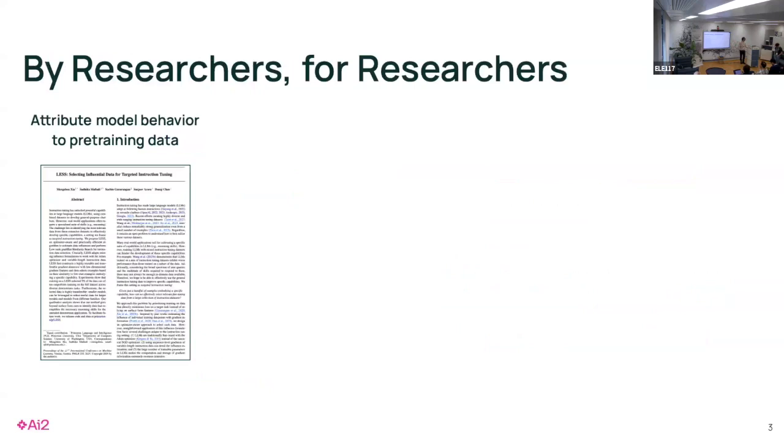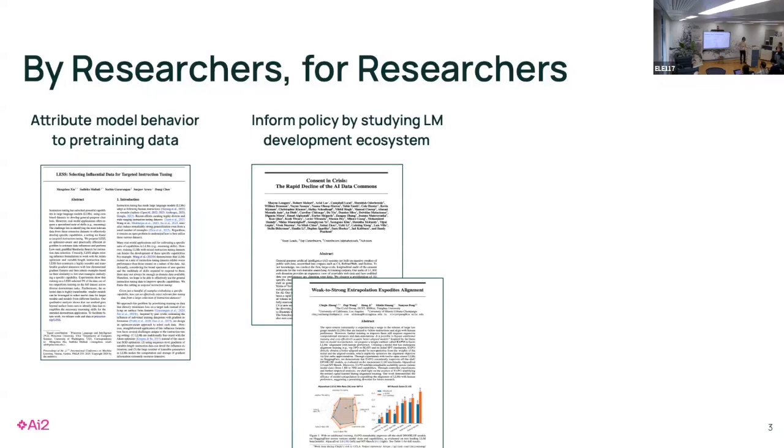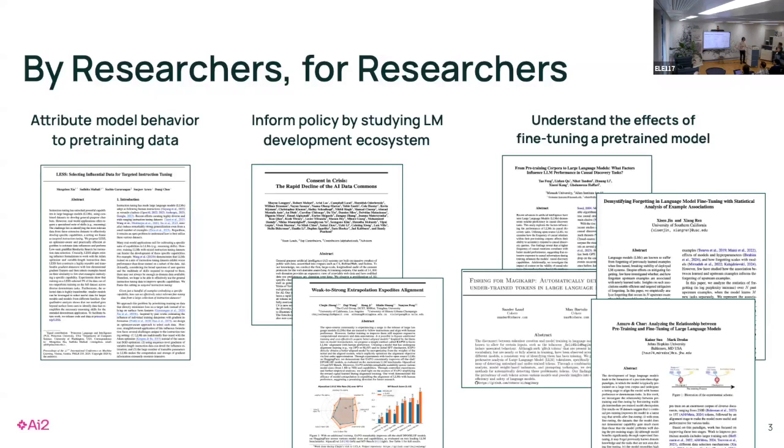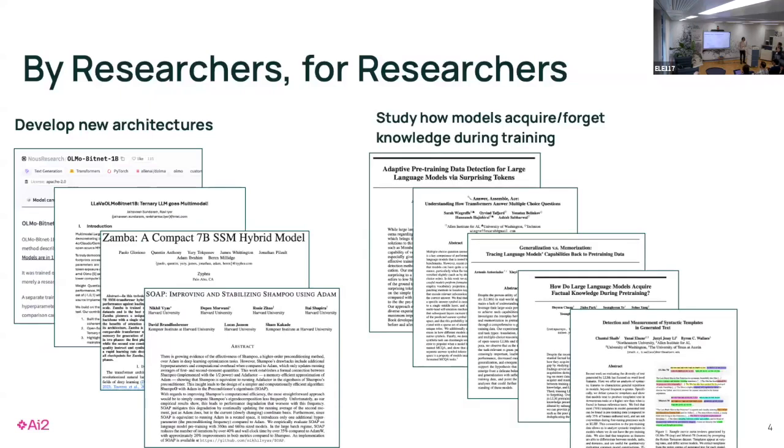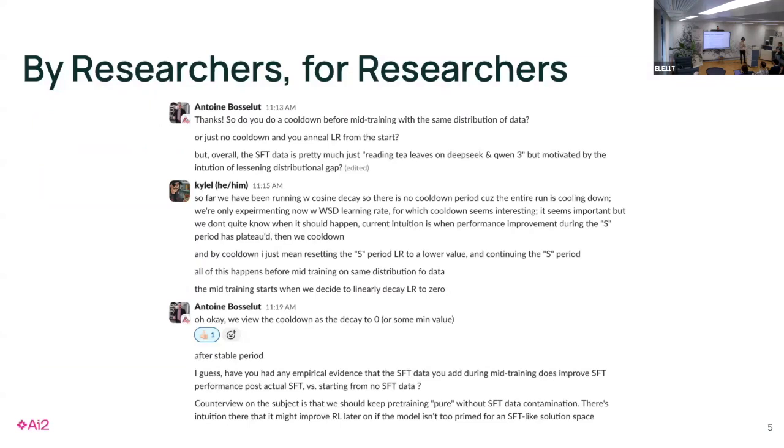Really, the heart of Olmo is that this is built by researchers for other researchers. So we're really excited to see the type of research that's being enabled by our work. People are working on attribution techniques for understanding model behavior as a result of pre-training data, using Olmo artifacts to inform policy by studying the LLM ecosystem, understanding fine-tuning and pre-training interaction, developing new architectures off of the data artifacts that we release, studying key problems like forgetting, memorization, acquisition. These are really important projects, but also making ourselves accessible to other researchers and being part of the community.